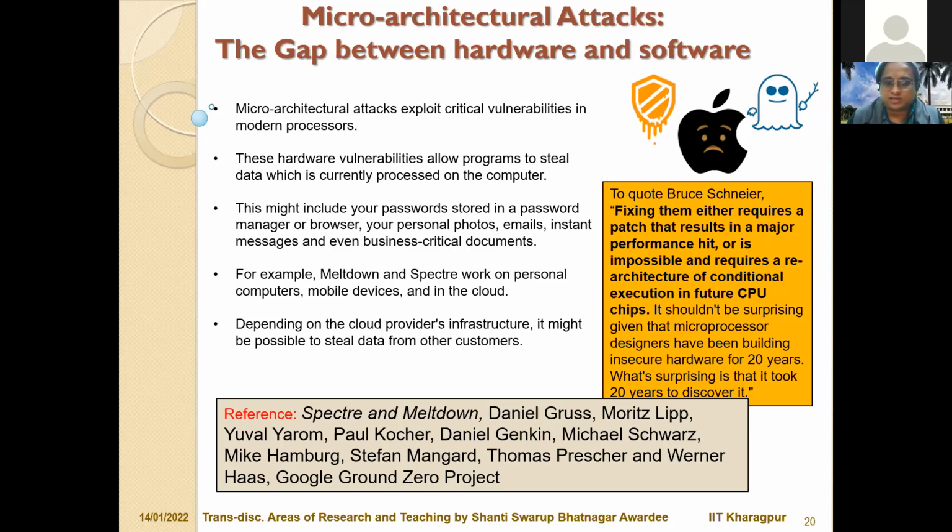The question is, how can you fix them? Fixing them is very, very difficult. If you want to fix them, it will require a patch that will result in a major performance hit. More interestingly, you have to go back 20 years in the evolution of your computing system. That motivates us to look at these kinds of attack vectors. And interestingly, Spectre is an attack which also used a finding from our group.